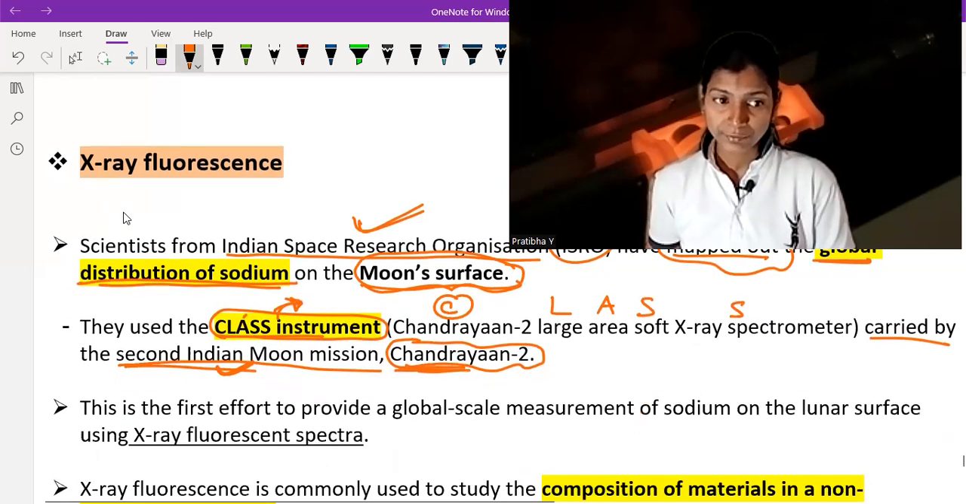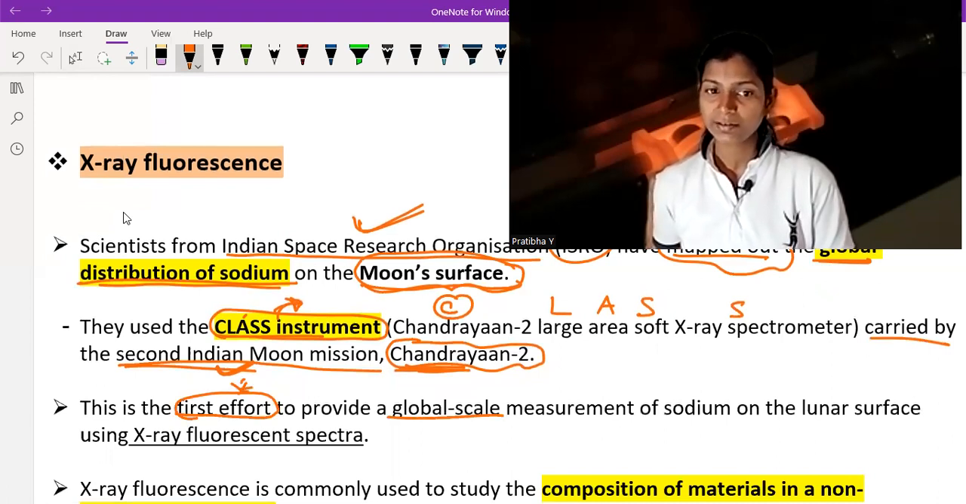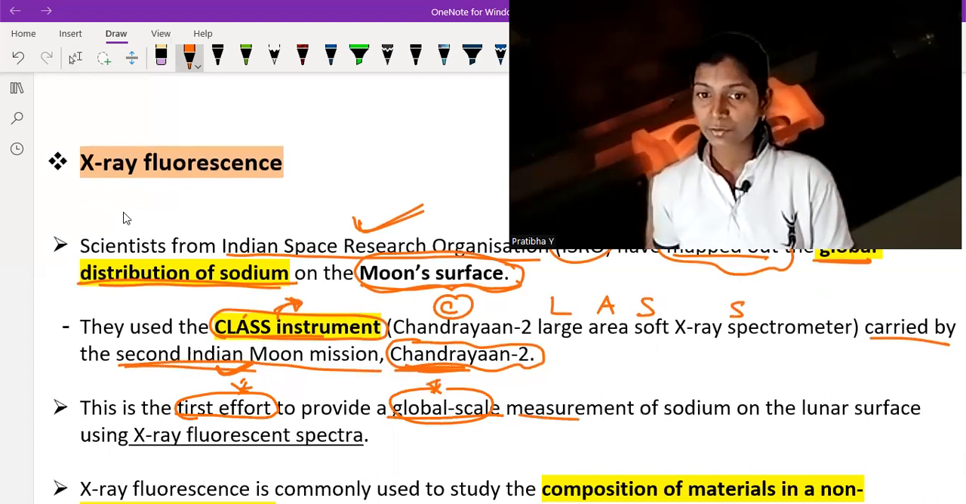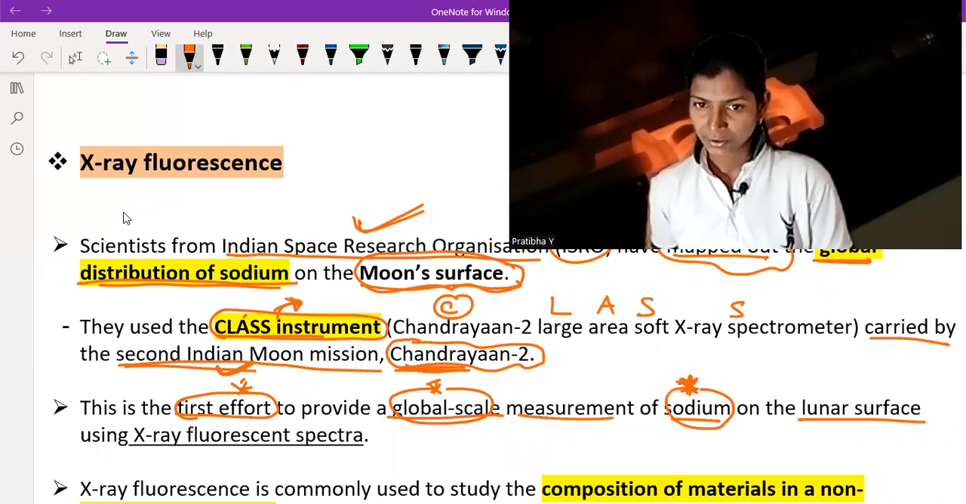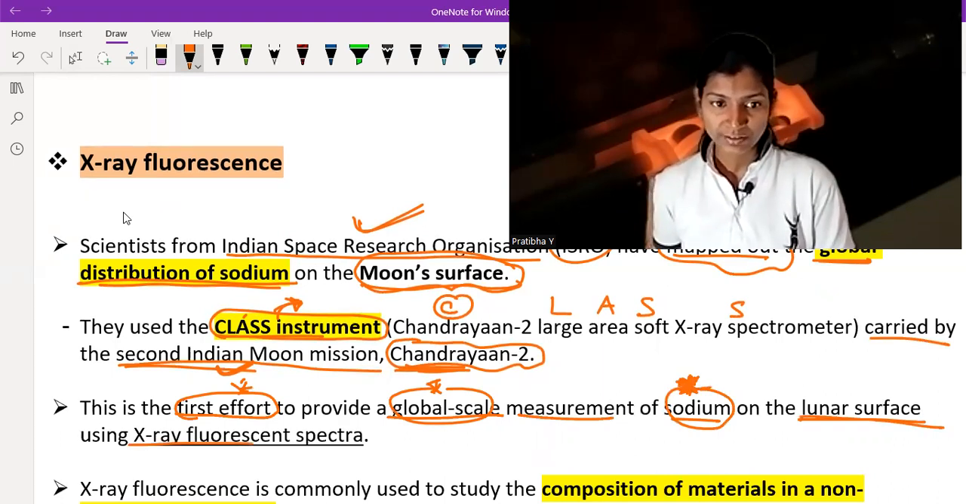Remember, this is the first effort to provide a global-scale measurement of sodium on the lunar surface, using X-ray fluorescence spectra. Both first and global are important.